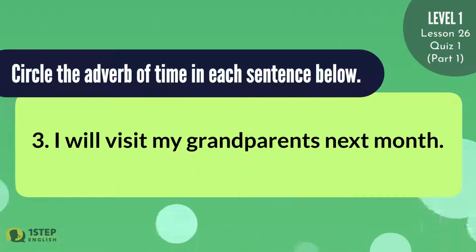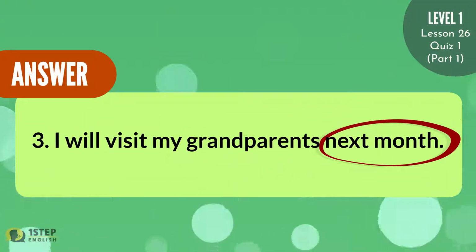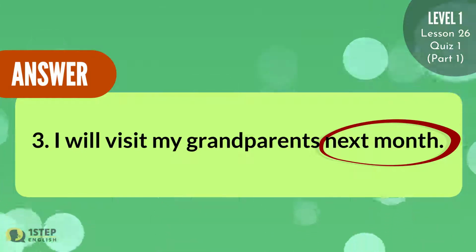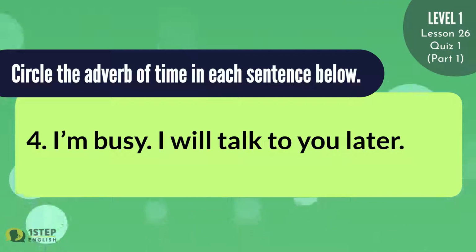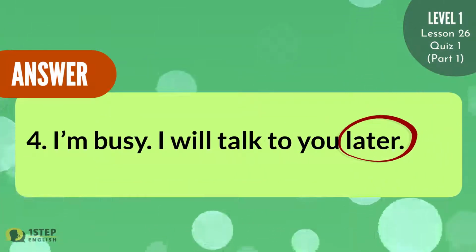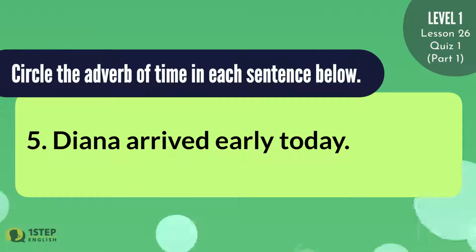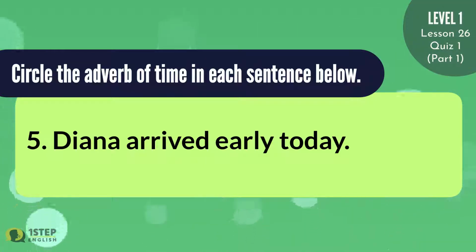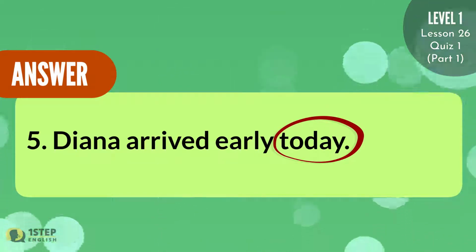Number 3. I will visit my grandparents next month. The answer is next month. I will visit my grandparents next month. Number 4. I'm busy. I will talk to you later. The answer is later. I'm busy. I will talk to you later. Number 5. Diana arrived early today. The answer is today. Diana arrived early today.